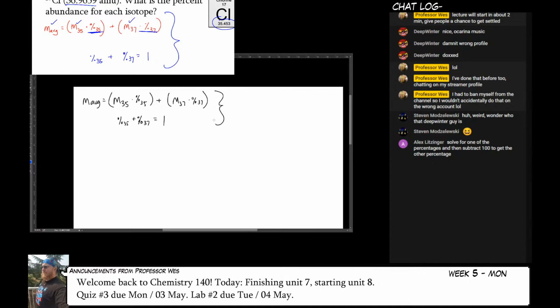All right, so we have a system of two equations and two unknowns. I'm going to do this. Whatever the percentage of 35 is, we're going to call that x. And whatever the percentage of 37 is, we're going to call that y. So this becomes this, this becomes this, becomes that, and this becomes that.